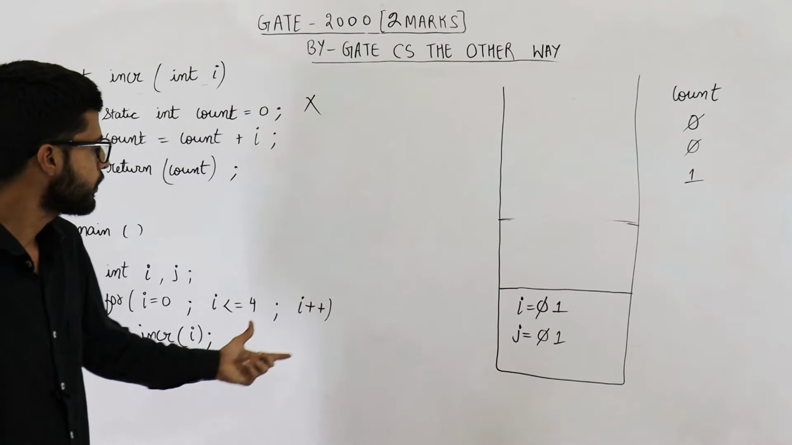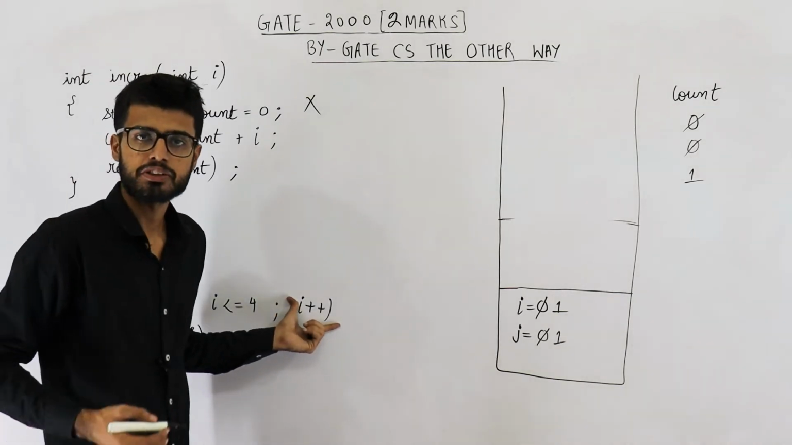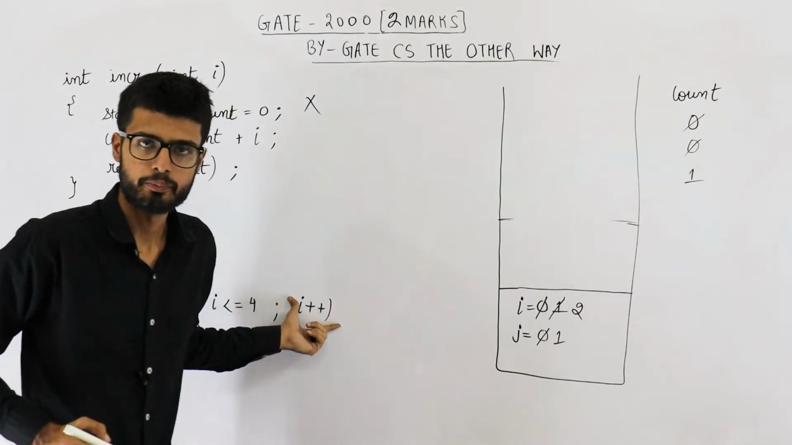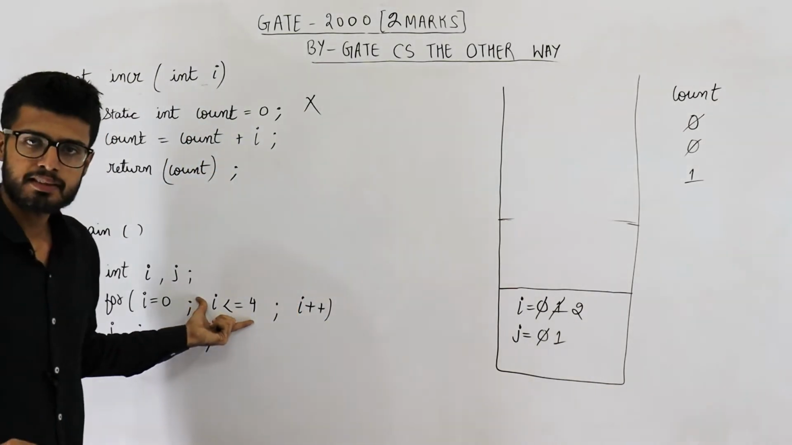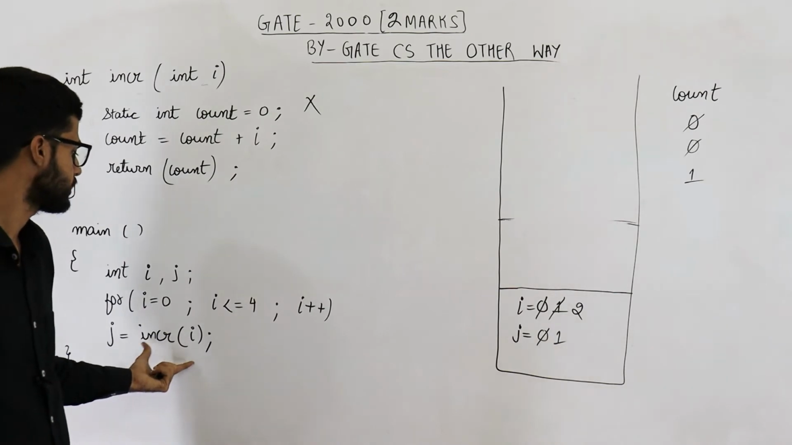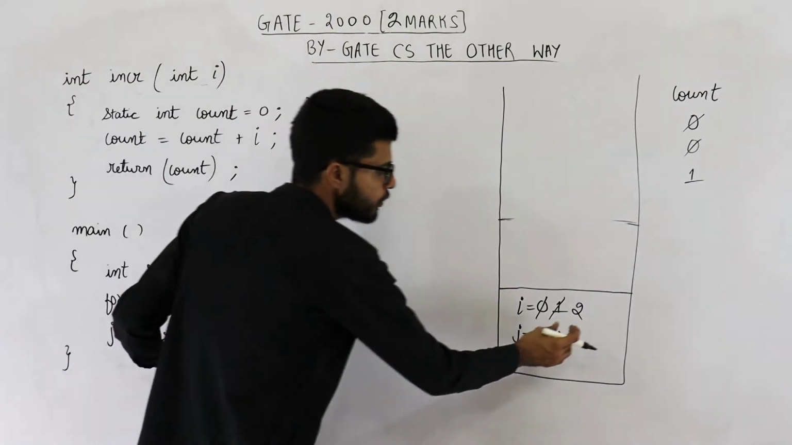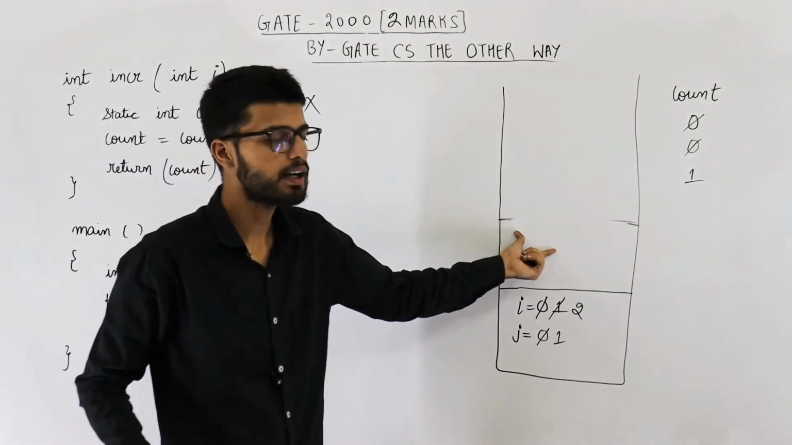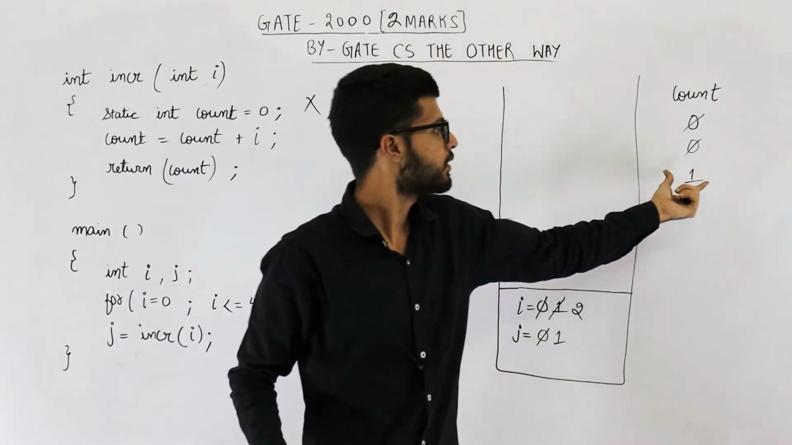After the body of the loop, you are going to execute the update expression. It says i++, which means i now becomes 2. 2 is still less than 4, so again enter the body of the loop. Again you are calling this function. This time you will pass 2, so the variable i present here will get 2. 2 will be added to the current value of count.